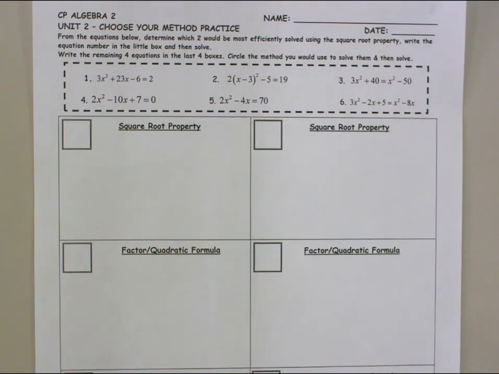So the first ones are very easy to find, your square root properties. Those are the ones that are in vertex form, or they don't have a bx term. So we want to figure out which of those two are going to be our square root property first, and then the other four we'll figure out if it's factoring or quadratic formula.